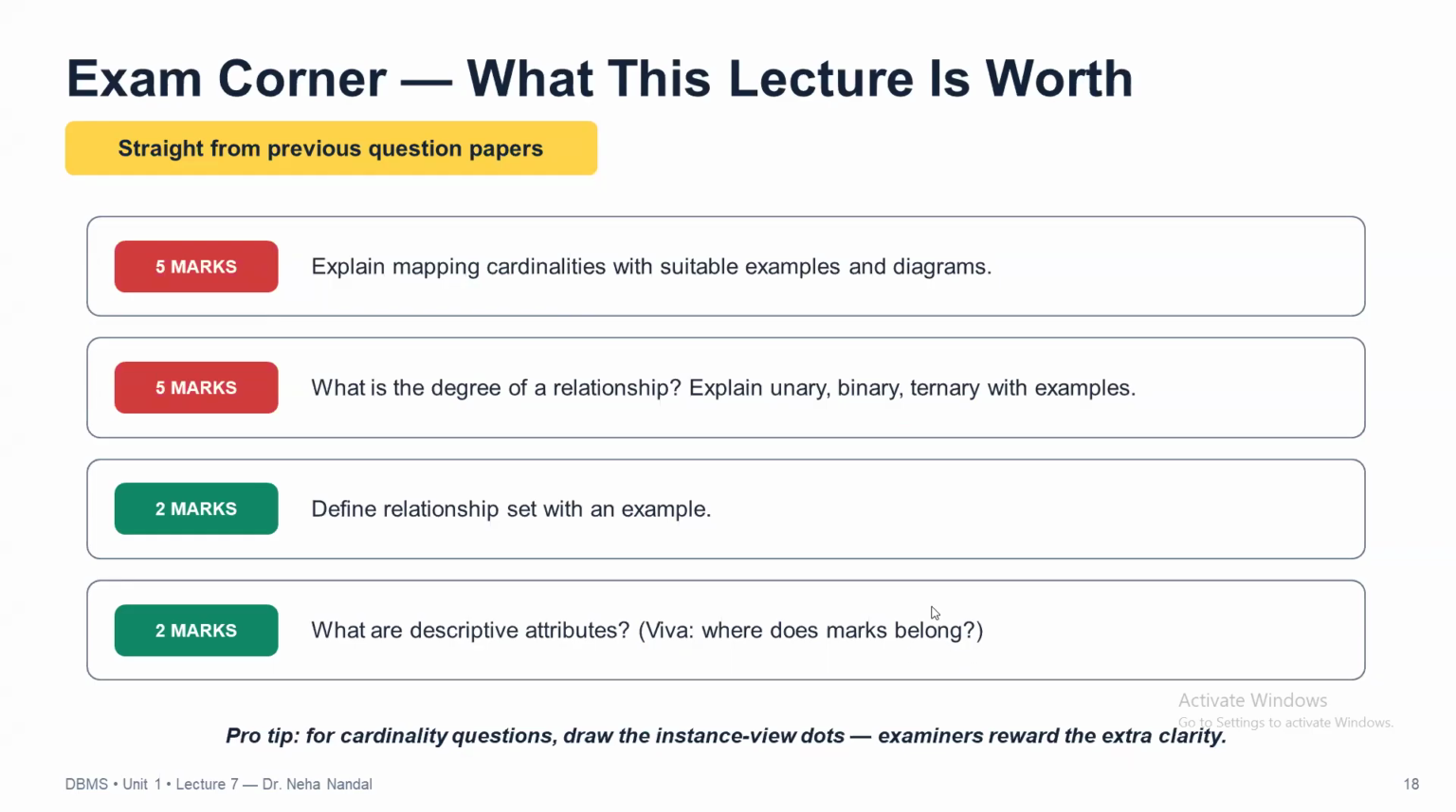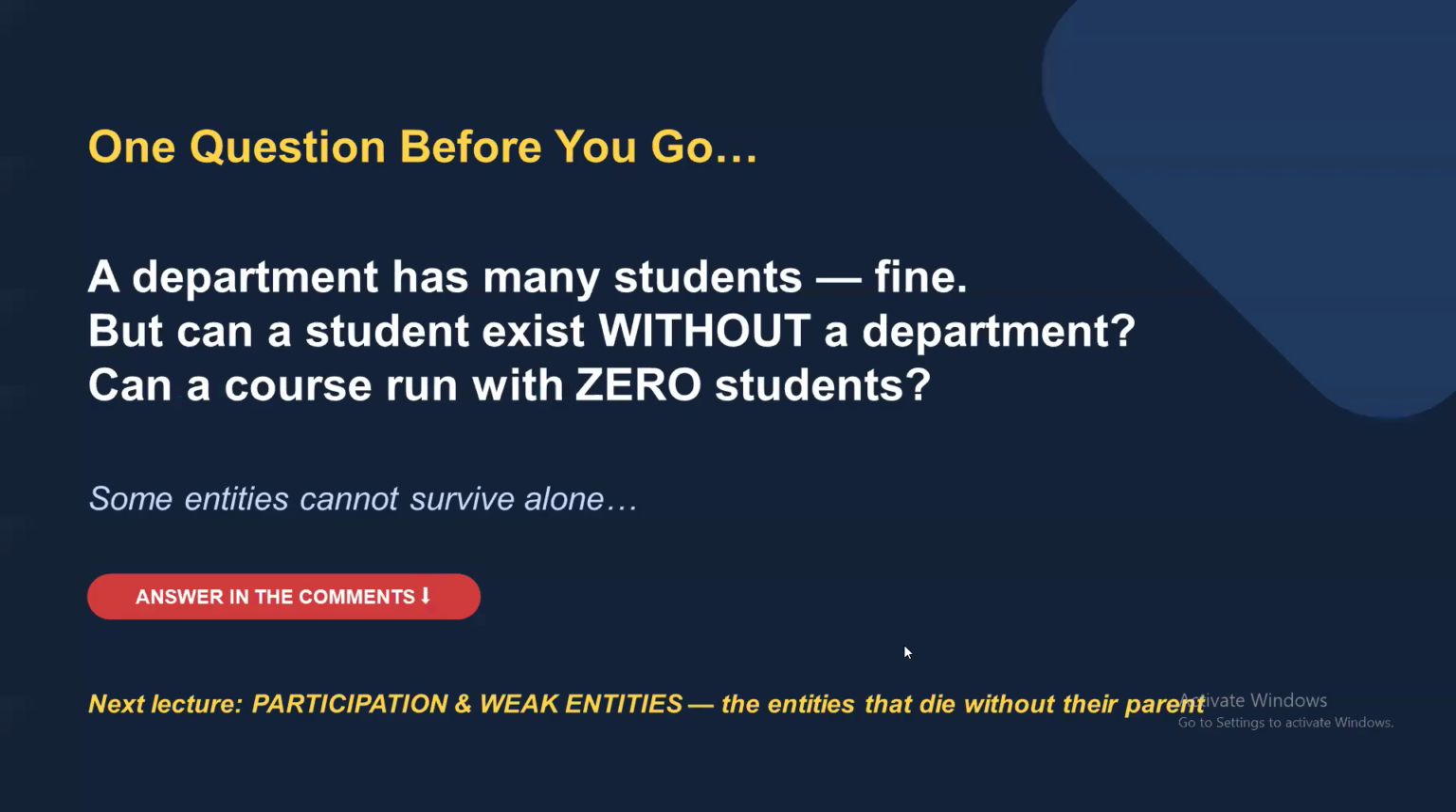So I hope you got the complete idea about relationships in ER design, and I am closing it here. I will close it with a question for you for the next lecture. A department has many students, yes, but can a student exist without a department? Think about it. And can a course run with 0 students? Think about it. So you will get some idea that some entities cannot survive alone.